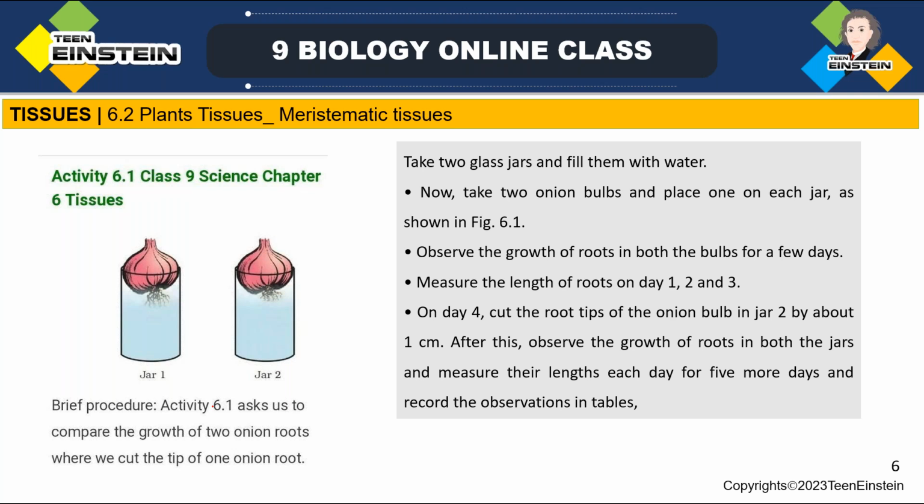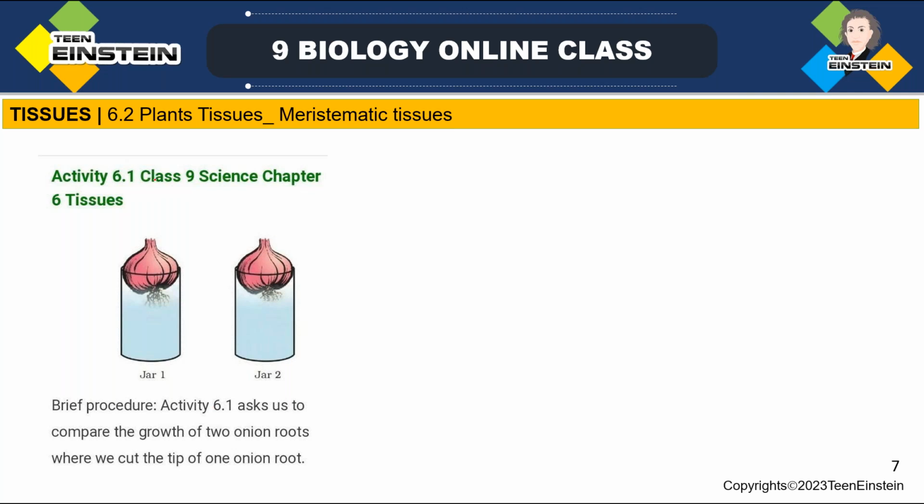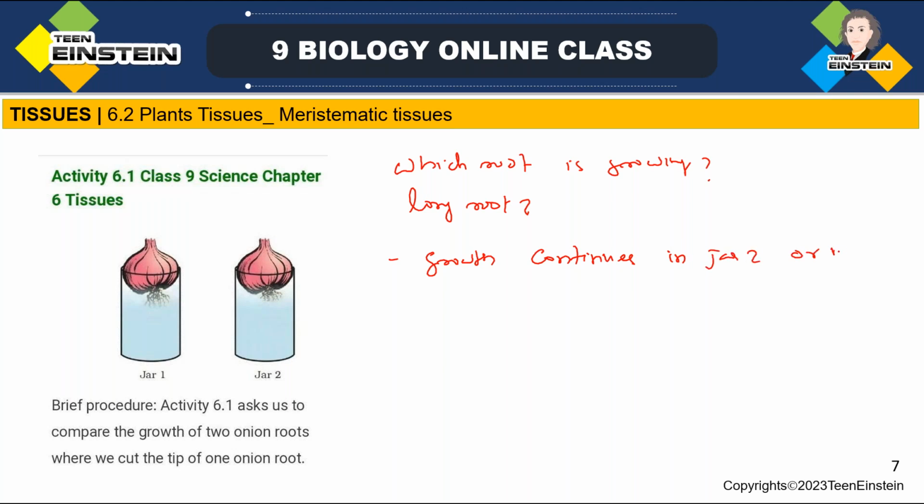So from there we get some clear answers: which root is growing and which is not growing, which jar has a long root and which jar does not. Here we selected one jar and removed the root tip, around 1 centimeter, to see whether growth continues in jar 2 or not.